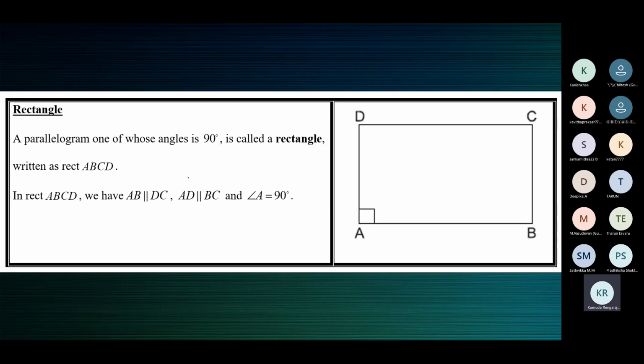So what is it? In a parallelogram, when all sides are equal, it's a rhombus. In a parallelogram, when one angle is 90 degrees, it's a rectangle. So to prove that a quadrilateral is a rectangle, simple, you just have to prove it's a parallelogram. And in the parallelogram, if one angle is 90 degrees, it's a rectangle.